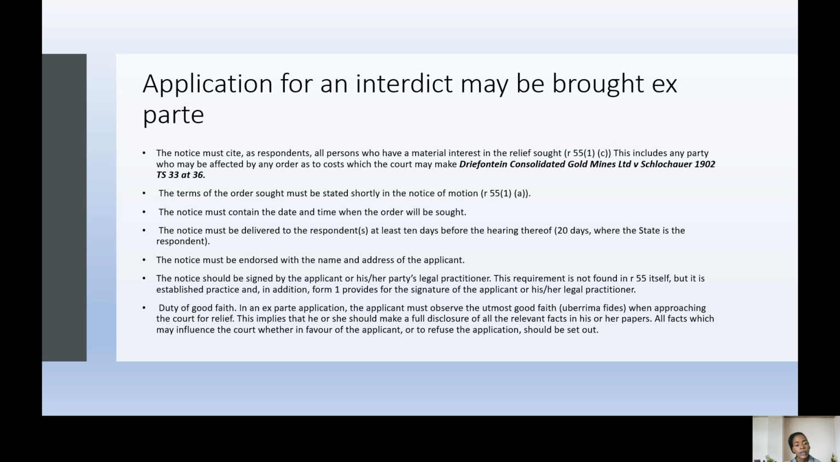Duty of good faith in ex parte application: the applicant must observe the utmost good faith, bona fides, when approaching the court for relief. This implies that he or she should make full disclosure of all the relevant facts in his or her papers. All facts which may influence the court, whether in favor of the applicant or to refuse the application, should be set out.